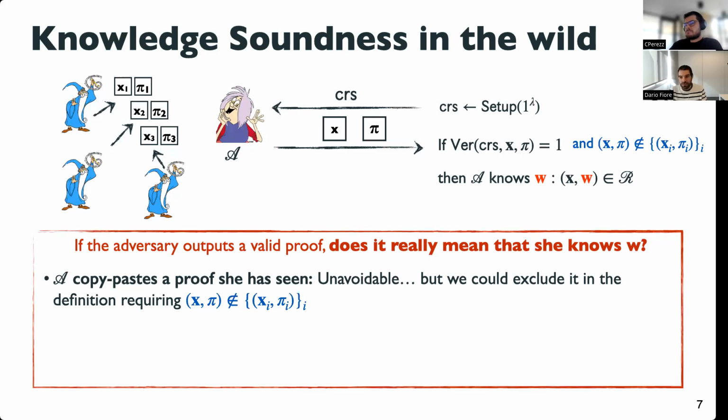What we could do, however, is to say, okay, look, we have to accept this fact, and we can have a definition that says, if you are in this, let's say, distributed environment, then when you return a proof, I will check that this is not a proof that you have seen. Okay, for now, I'm staying high level, all right?